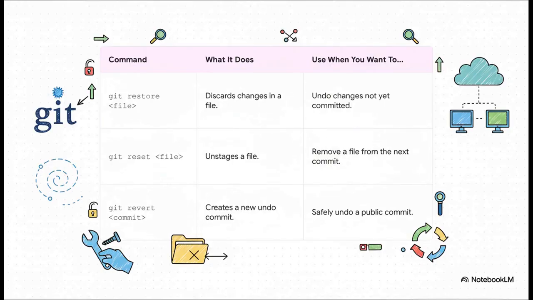Let's break it down simply. If you've made changes to a file but you haven't committed yet, and you just want to throw them away, use restore. If you accidentally staged a file for your next commit and you want to take it back out, use reset. And for those big ones, if you need to undo a commit that you've already shared with others, the safest way is revert. It doesn't delete history. It just adds a new commit on top that does the opposite.